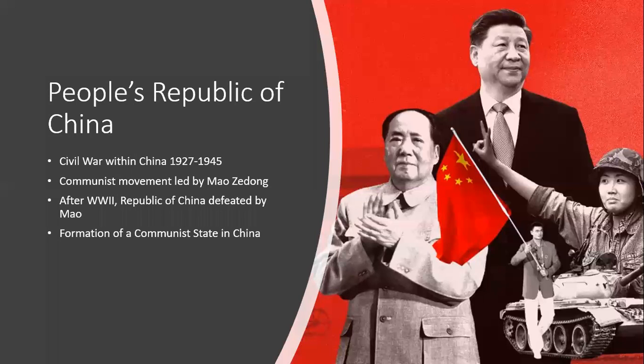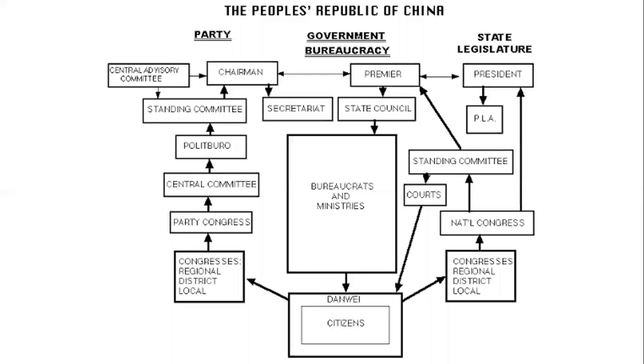Another example, we have the People's Republic of China. Civil War, as we know, 1927 to 1945. The communist movement led by Mao Zedong, inspired by the revolution in the Soviet Union in Russia. After World War II, the Republic of China was defeated by the communists and Mao Zedong. We had the formation of a communist state in China. It's a little bit different, but once again, this is a great example of what a unitarian government looks like.